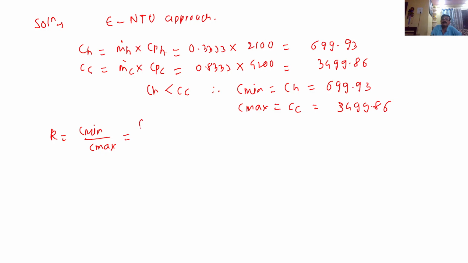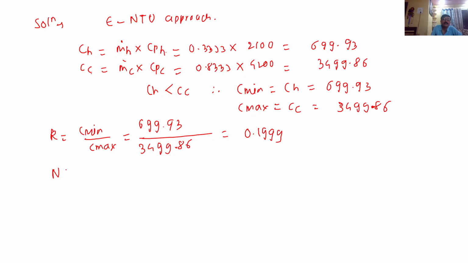Now the heat capacity ratio R is C minimum upon C maximum. So what is C minimum? 699.93 divided by 3499.86. Okay, so this gives R is equal to 0.1999. This is R.